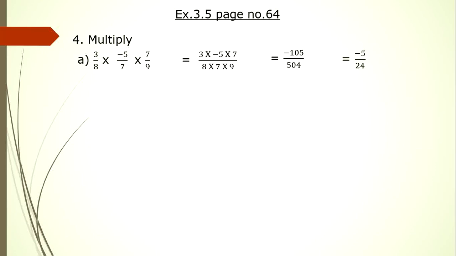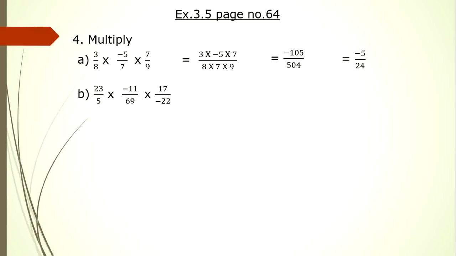Exercise 3.5, page number 64. Multiply 3 by 8 into minus 5 by 7 into 7 by 9. Recollect the multiplication of rational numbers, multiply the numerators and multiply their denominators. So we get 3 into minus 5 into 7 by 8 into 7 into 9, which gives us minus 105 by 504. Before multiplication, we can even cancel the terms. I am just multiplying and giving you the simplest form. So minus 5 by 24.